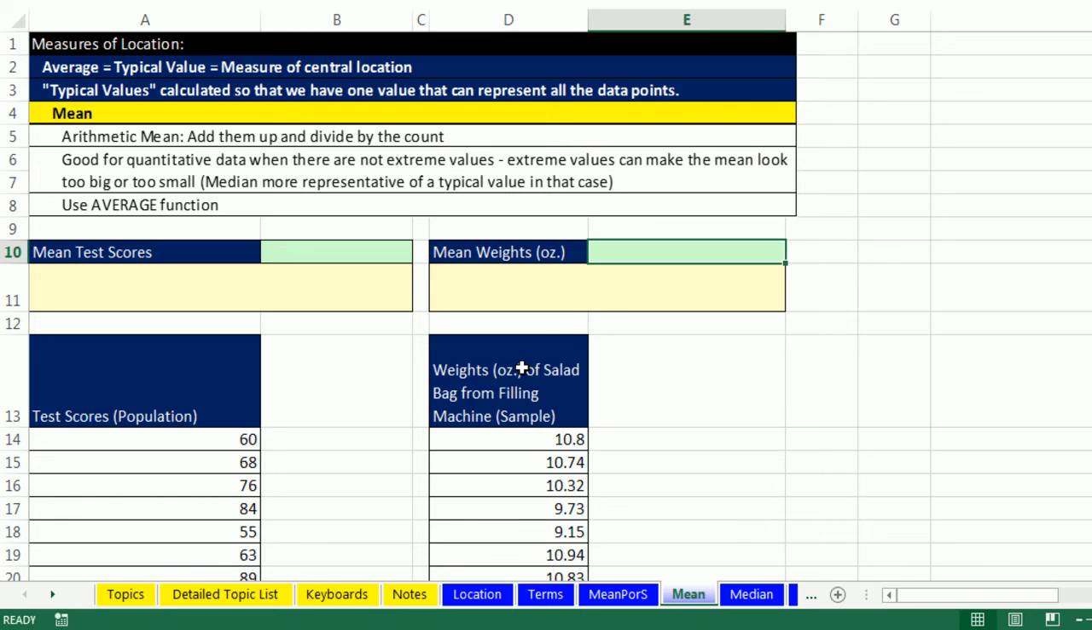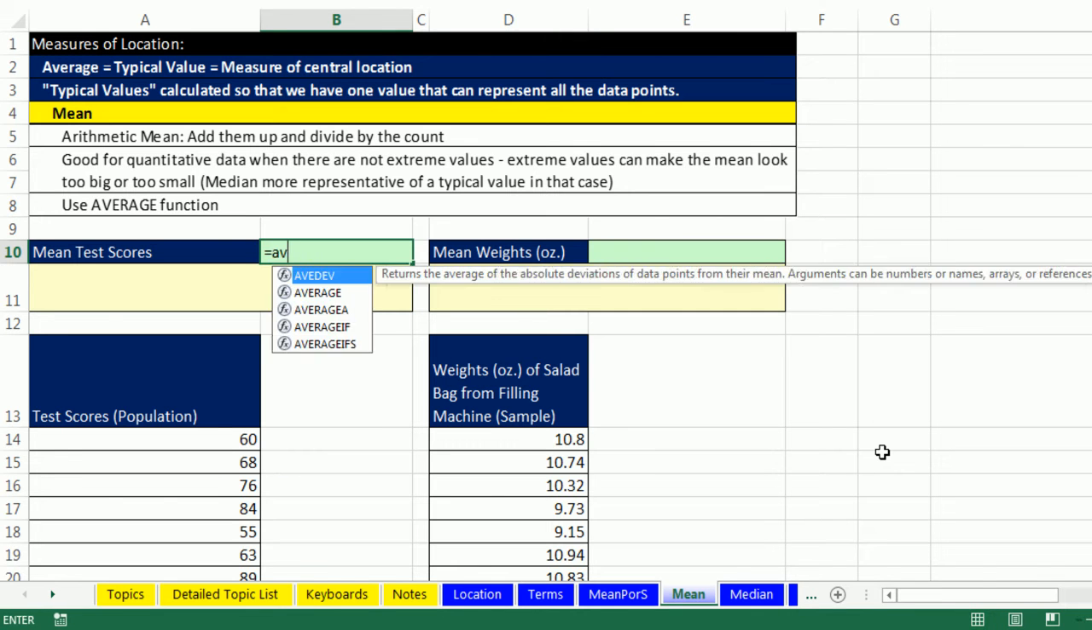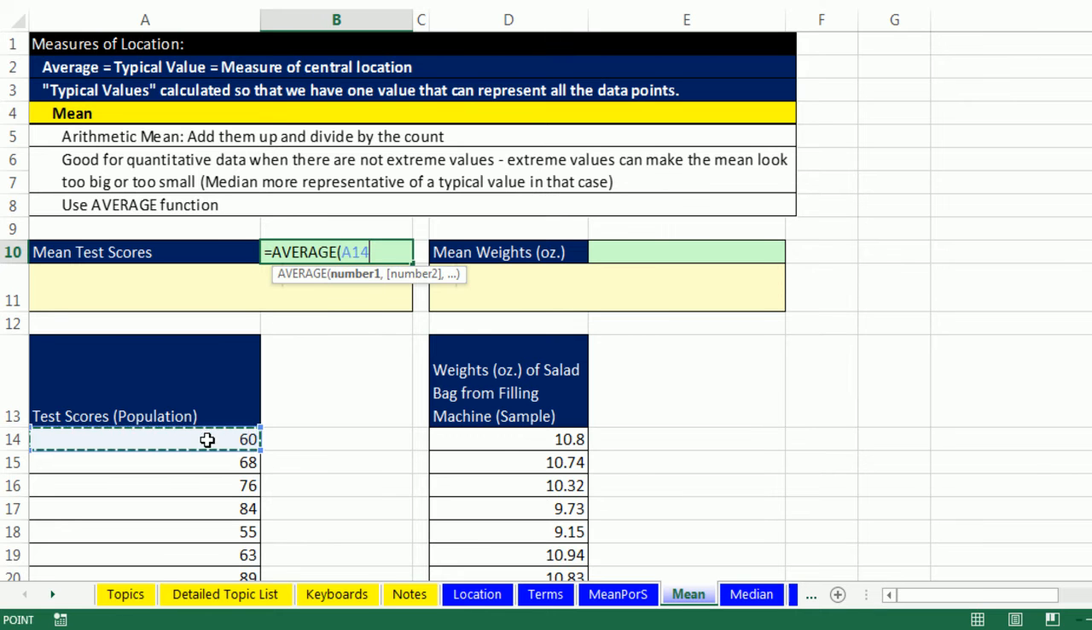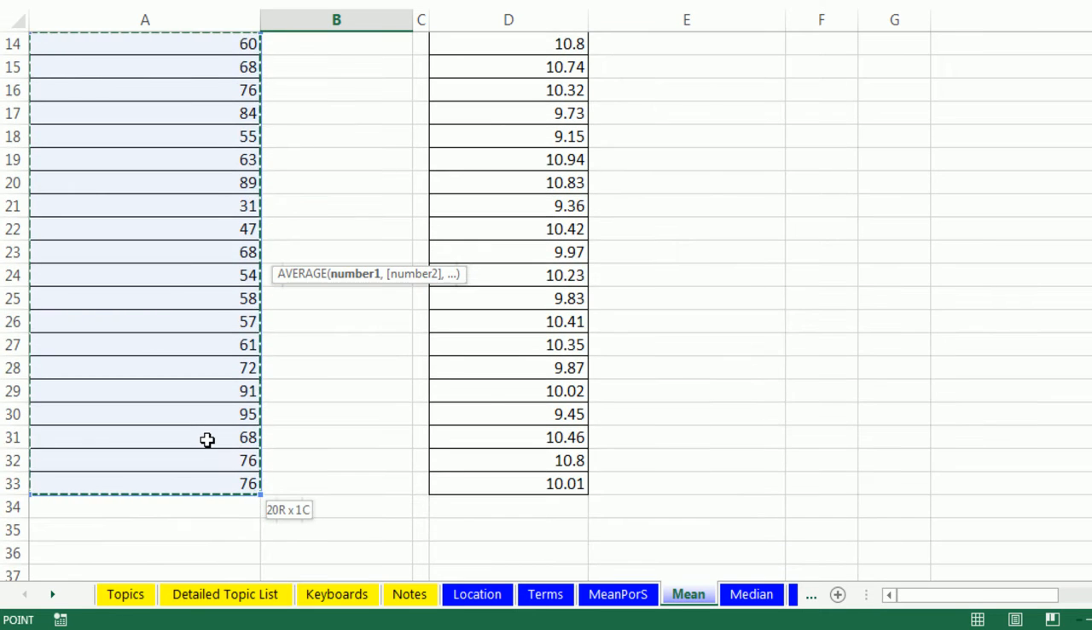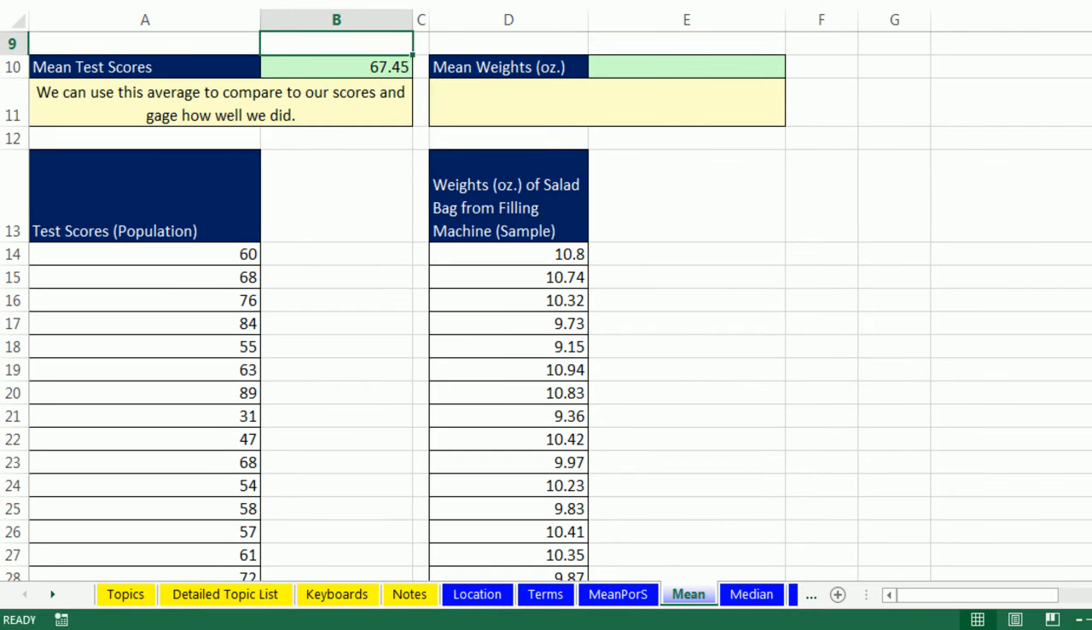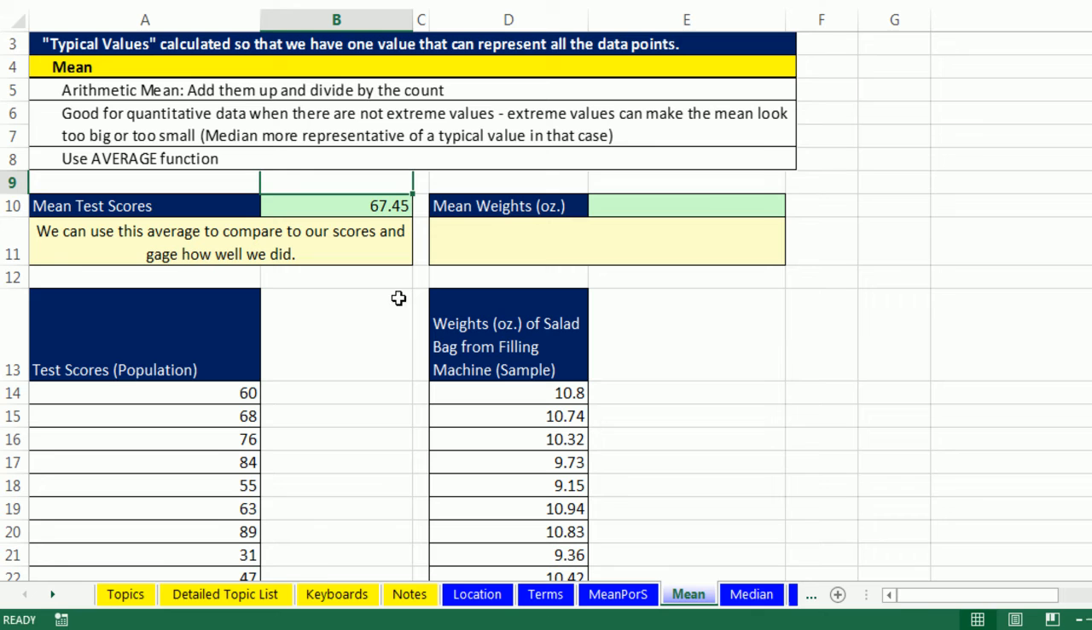Other times, like if we have weights of a salad filling machine, so it's filling plastic bags with salad, we want to have that mean so that we can gauge whether the machine is filling accurately. And we've mentioned that earlier in the class, and we'll get to the techniques for that in Chapter 10. But in both cases, we're going to be calculating mean. So I'm going to use equals average. And this is a population, so Control-Shift down arrow, and then I'm going to use Shift-Enter. That puts the formula in the cell and pushes it up. So 67.45.